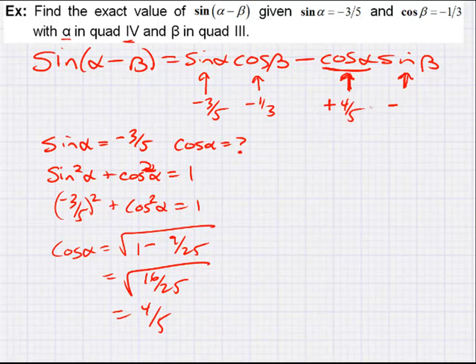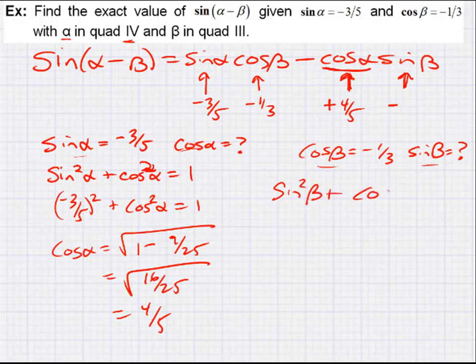So here's that one. Now let's look at the next one. We know that the cosine of beta is negative 1/3. We're trying to find the sine of beta. Well, same deal. We know one, we're trying to find the other. We just know cosine. Use the same identity. Sine squared plus cosine squared equals 1.